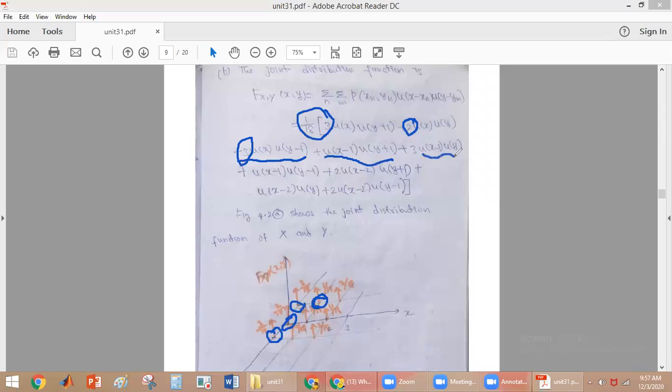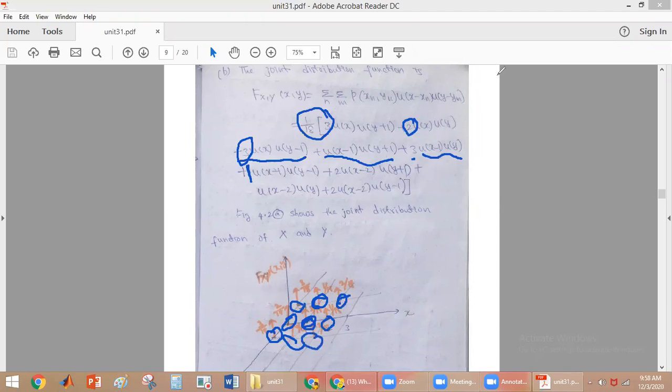Similarly, x is equal to 1 and y is equal to 0 is this term, and its value is 3 by 18. Similarly, x is equal to 1 and y is equal to 1 means this location, having the value 1 by 18. Similarly, x is equal to 2 and y is equal to minus 1: its value is 2 by 18. X is equal to 2 and y is equal to 0: this value is 1 by 18. And x is equal to 2 and y is equal to 1: its value is 2 by 18.